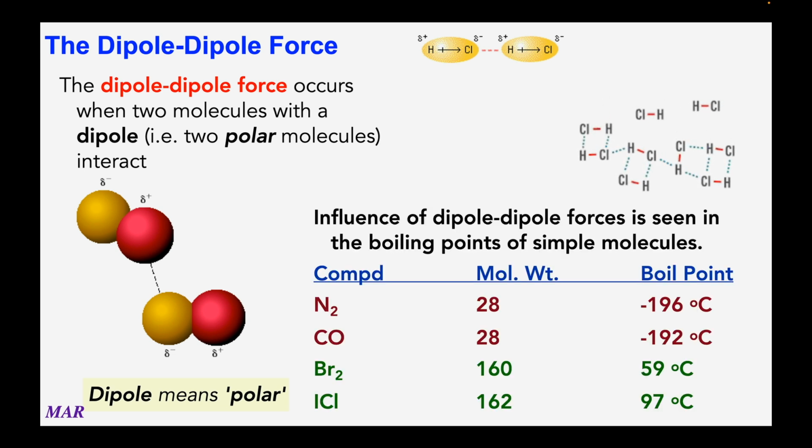Dipole-dipole is the second intermolecular force we're looking at. And like we said earlier, dipole means that something is polar. So in the dipole-dipole force, you have something polar interacting with another species, which is polar. Now, a lot of times this is just the same molecule condensed from a gas phase to a liquid phase, or a gas phase to solid phase, whatever.